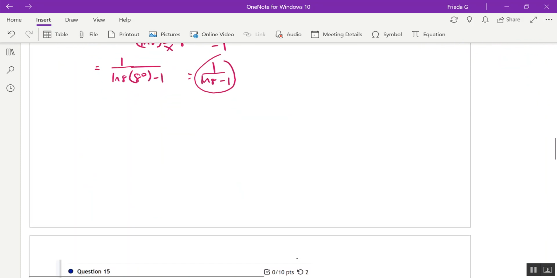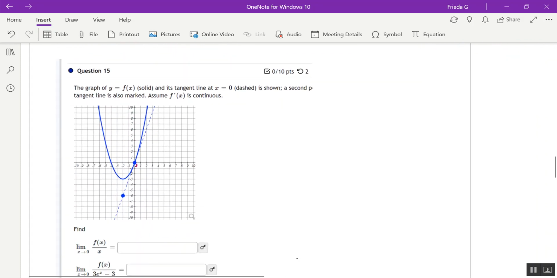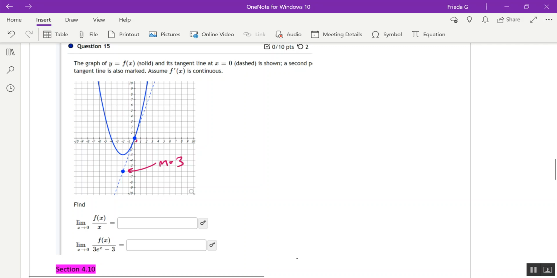Okay, and then the last one I thought might cause some problems is the picture problem. This is the tangent line of the function at 0, and the slope of that line, you can read right off of it. The slope is 3, and we're going to need that. If we take the limit as x goes to 0 of f of x over x, we get f of 0 over 0. But f of 0 is 0, because that function goes through the origin. So we can use L'Hopital's rule.